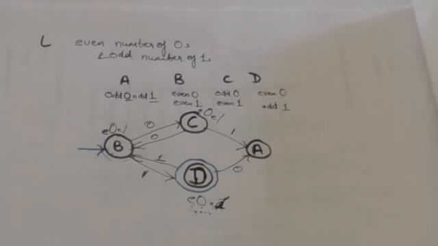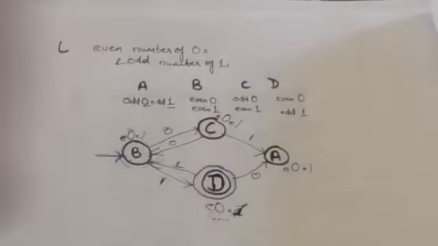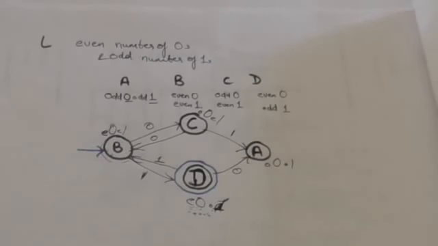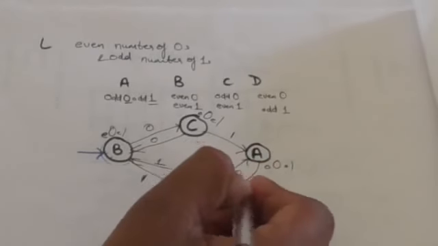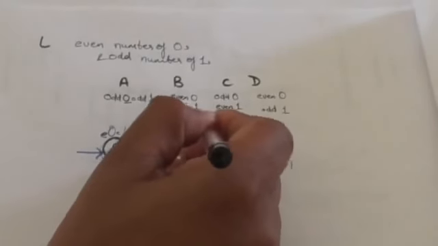Now let us find the transitions of state A. State A corresponds to an odd number of zeros and an odd number of 1s. When we apply 0, the string will have an even number of zeros and an odd number of ones. And when we apply 1, the number of 1s in the string will become even and the number of zeros will remain odd. So it should jump to state C.